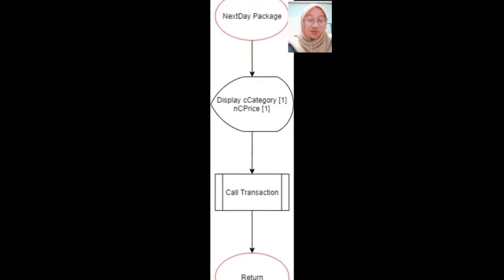Next is the flowchart next day package, starting with the terminator symbol to start, then displaying the category and price with the display symbol. The process uses the predefined symbol for executing a section, then finally returning with the terminator symbol.